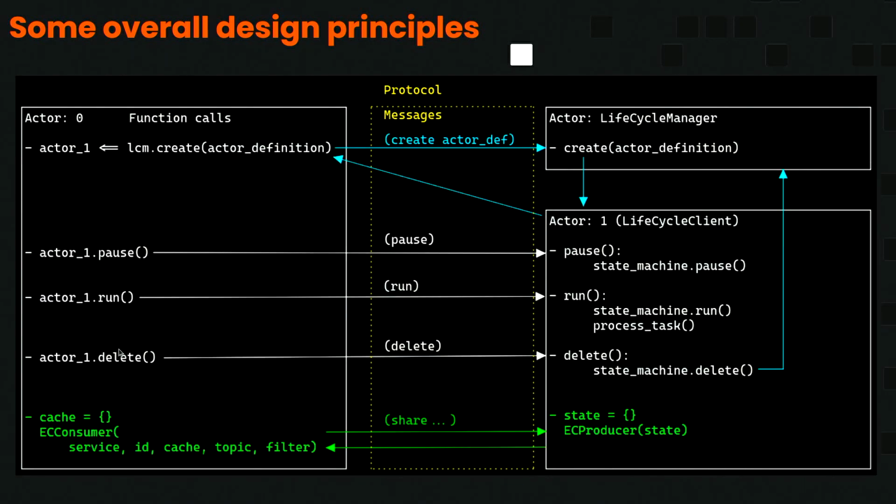All right. So just how that looks very quickly, I've got a couple of actors here. Actor 0 wants to create actor 1, so it's going to talk to a lifecycle manager to do that. The blue message is around creating the actor. So actor 0 says, look, create an actor to the lifecycle manager. The lifecycle manager will create that. That actor, actor 1, that reference gets back to actor 0, and then actor 0 can say, okay, pause, run, delete, whatever you want.